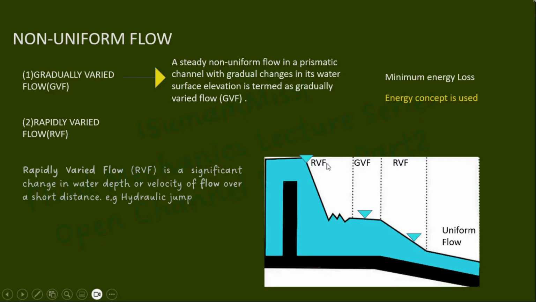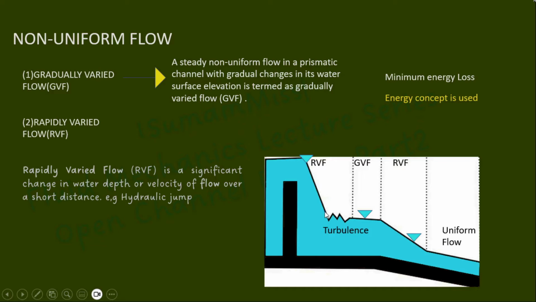Figure shows a combination of rapidly varied flow and gradually varied flow. Water which overtops a spillway becomes rapidly varied flow because of the sudden change in the flow characteristics. Then it becomes a gradually varied flow by flowing over a mild sloped surface. So again the slope changes suddenly. So this flow becomes rapidly varied flow. Then it becomes uniform flow because of the constant slope for a certain length.